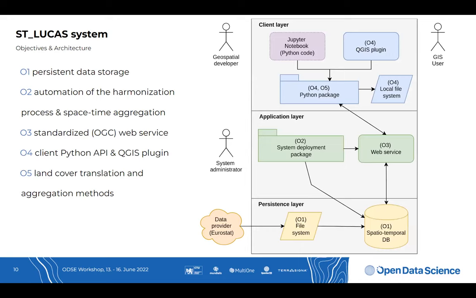So based on the goals, we defined objectives and designed our system. It's fully automated in the sense that there is a system deployment package which deploys the whole system on your machine, on your server, so you can provide this service on your hardware. There are Docker containers, and you basically run one command, Docker Compose, and it will just run and deploy. It will take some time, of course, because the system needs to download the primary data, apply all harmonization steps, and then set up the web service, which can be consumed by clients like a Python package or a QGIS plugin.